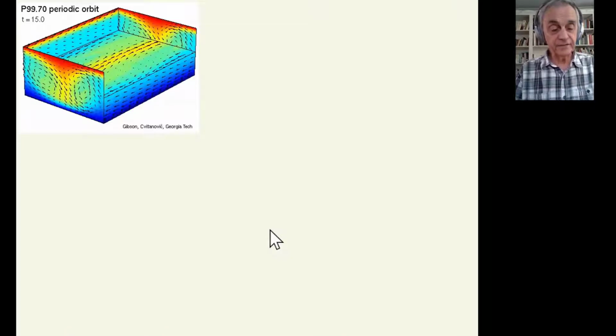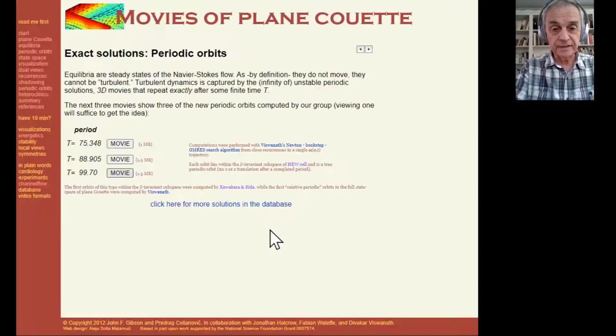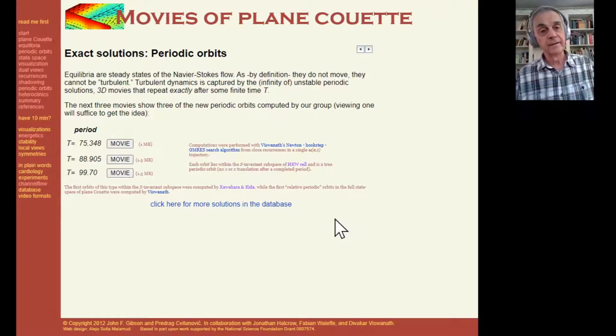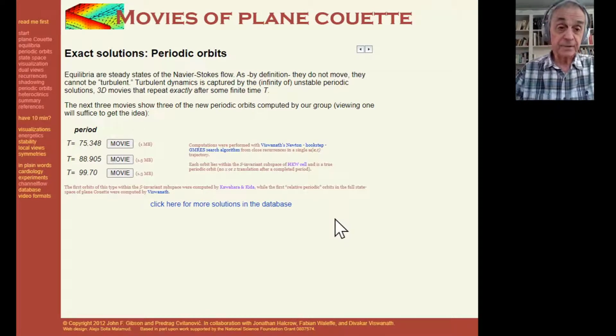And if you're interested to start to understand in more detail, we have a database. You can just click on it and you can look at, in principle, there are infinitely many of these solutions, but we have tabulated 100 or so for you that you can just run on your laptop if you want to.